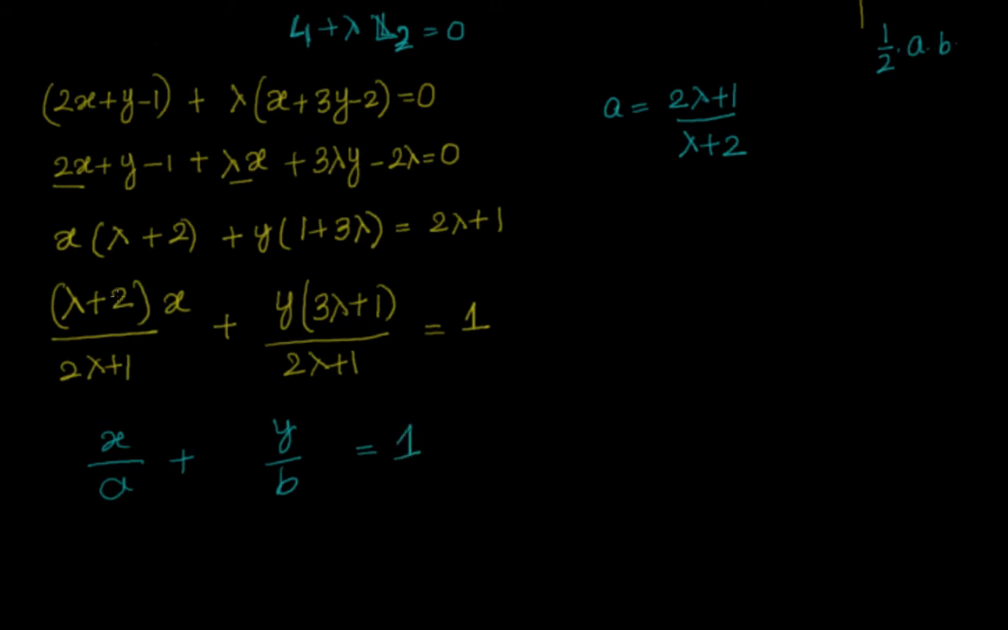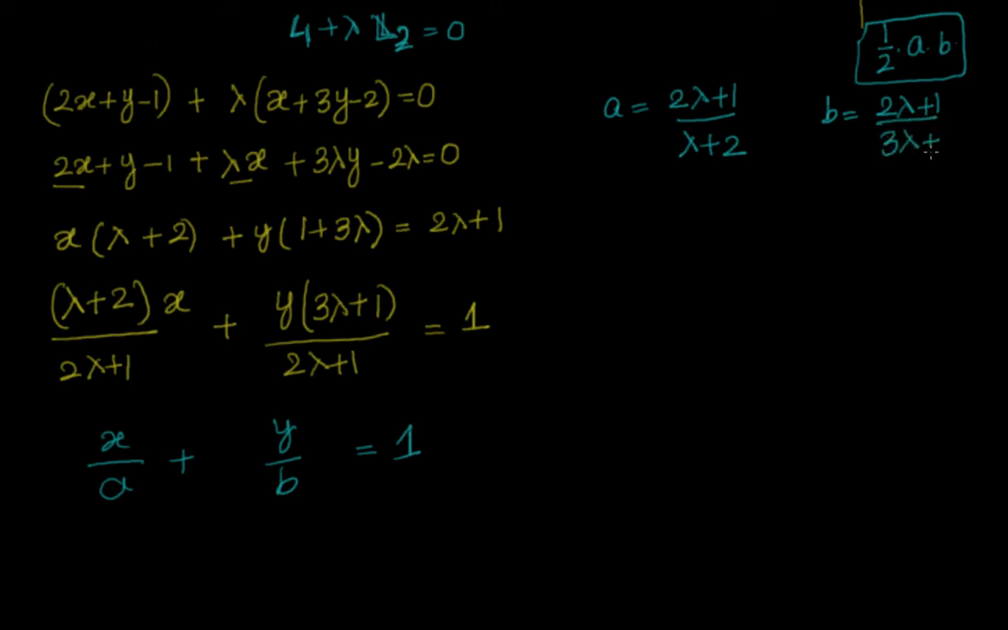So x is as it is there. I should have divided by a. That means here it should be (2 lambda plus 1) by (lambda plus 2). Similarly, b equals (2 lambda plus 1) by (3 lambda plus 1).